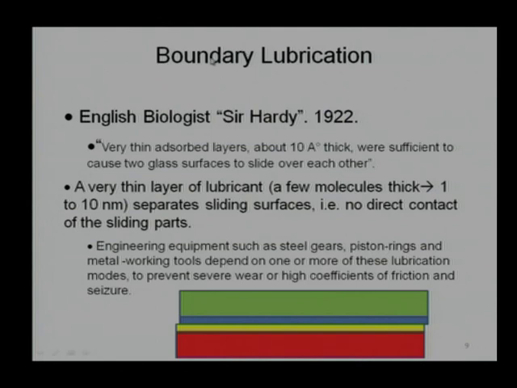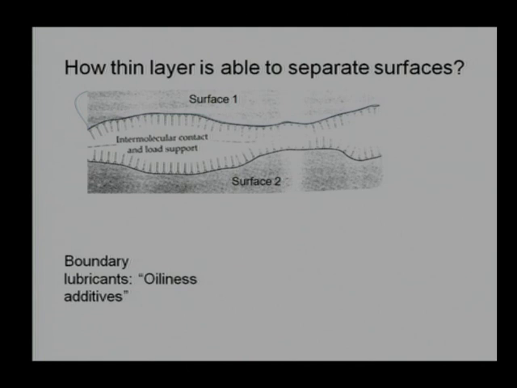Whatever the lubrication modes that we are talking about, the boundary lubrication itself has two modes, what we call physical adsorption and chemical adsorption. So, whichever mode is required for these kinds of machine elements, it is to prevent severe wear or high coefficient of friction. An extreme case, as I mentioned, is adhesive wear, that extreme case is seizure, and seizure should be avoided as far as possible. So, the question is, how is a thin layer able to separate surfaces?